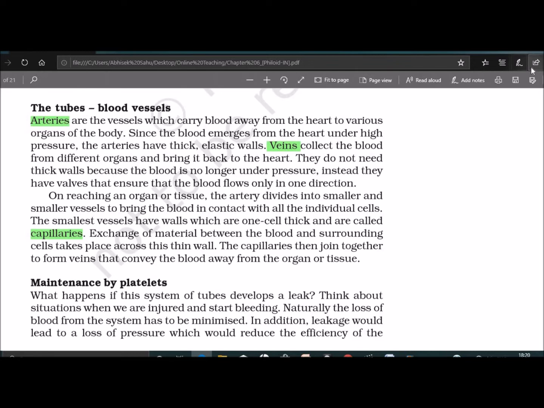Third one is your capillaries. Capillaries are very thin tubes which connect arteries with veins. Exchange of water, food and gases between the cells and the blood takes place through capillaries.